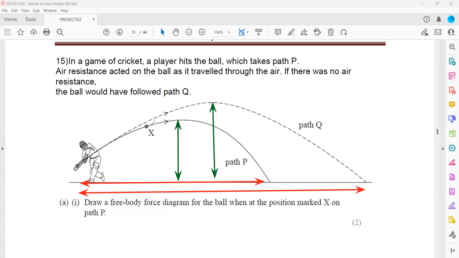Because there's air resistance, there will be more downward force. Weight is already acting downward, and there's a drag or air resistance there, so there will be a component of air resistance that is also acting downward. So there will be a greater downward force. So it reduces the velocity more, or it will have a greater deceleration.